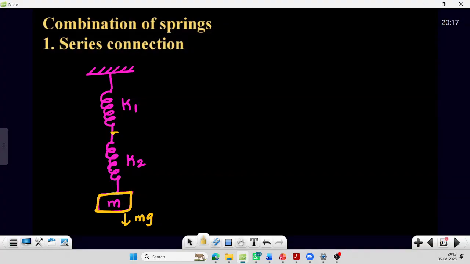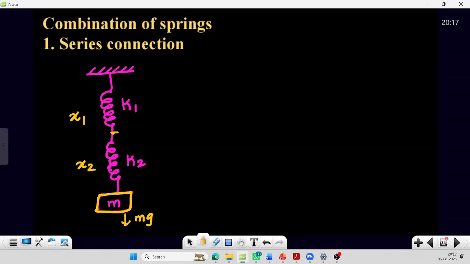Spring constant different means what? Elongation is also different, which means stiffness is different. One spring will have high stiffness, one spring will have low stiffness. Even though the same force is applied, the high stiffness spring will have less elongation and the low stiffness spring will have high elongation, isn't it? So the elongation produced in this spring, let us call it x1, and the elongation produced in the other spring is x2.